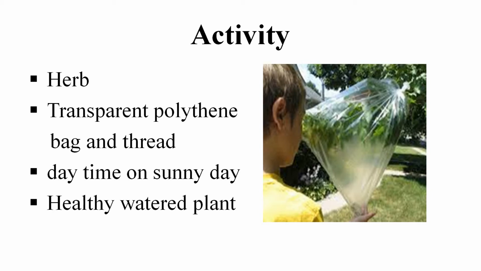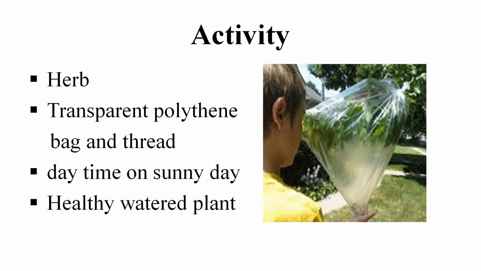Students, let us do an activity which shows that water comes out of leaves in the form of vapor. For this activity, we need a herb, one transparent polythene bag, and thread. We do this activity during daytime on a sunny day, and we use a healthy, well-watered plant that has been growing in the sun. We enclose a leafy branch of the plant in a polythene cover and tie up its mouth. After a few hours, we observe the inner surface of the cover.